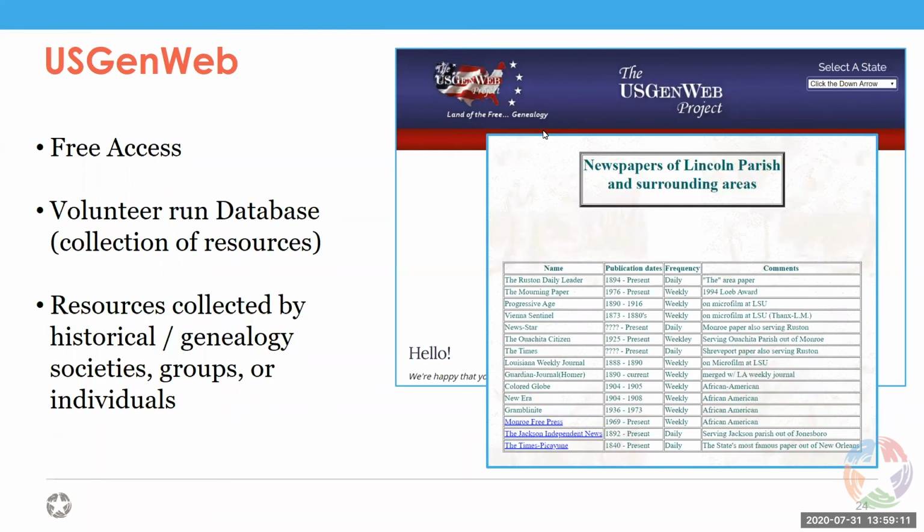something like this. And you've got notes and comments off to the side, off to the right, and some interesting ones that might help you locate them. So number 3 down the list, the Progressive Age was a weekly newspaper from 1890 through 1916, and it has a note that it's held on microfilm at Louisiana State University. So there might be some clues to locate some hard-to-locate, I'm going to call them obscure, publications. So interesting stuff.